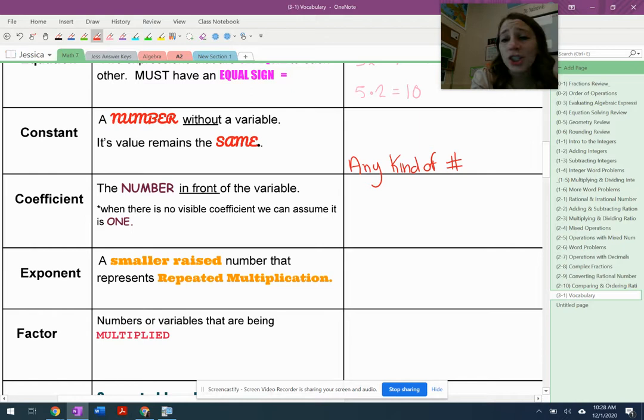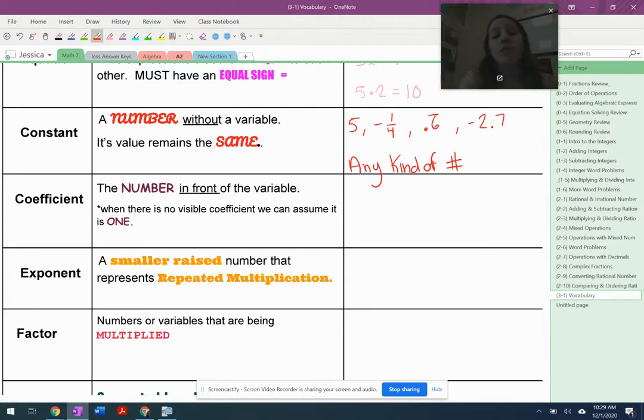It can be fractions, decimals, whole numbers, repeating decimals, negative numbers, positives. So, you could have 5, you could have negative 1/4, you could have 0.6 repeating, negative 2.7. Any kind of number without a variable is a constant.